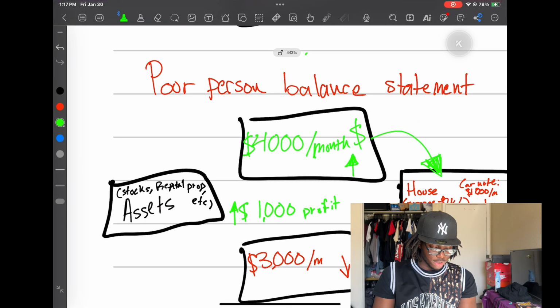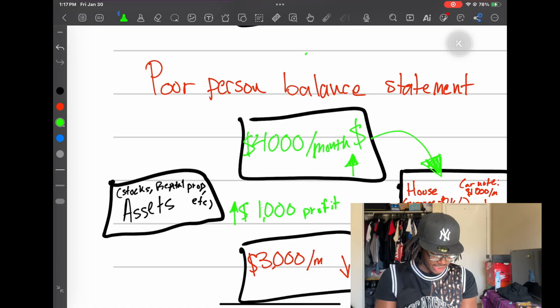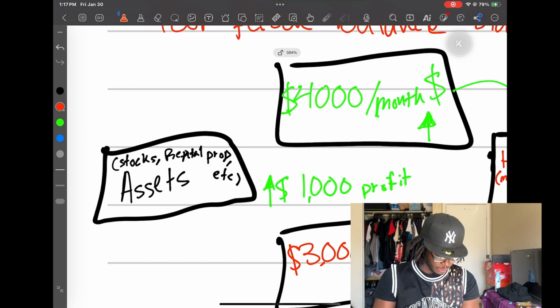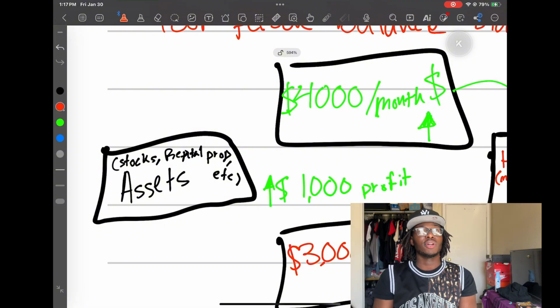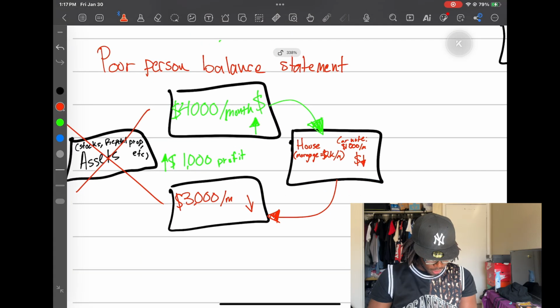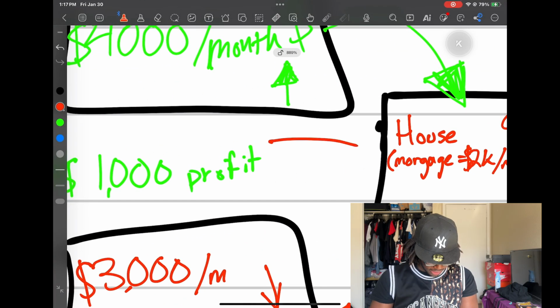Now, what a poor person would do, they would just put that money right back into their car note. They wouldn't even touch the assets over here. You feel me? Poor people don't even touch the assets because, first of all, they're not financially literate, they don't know about these opportunities. You feel what I'm saying? So that money goes right back into their expenses.